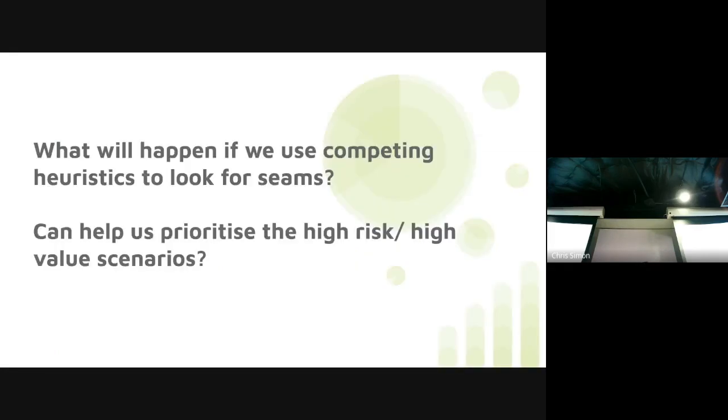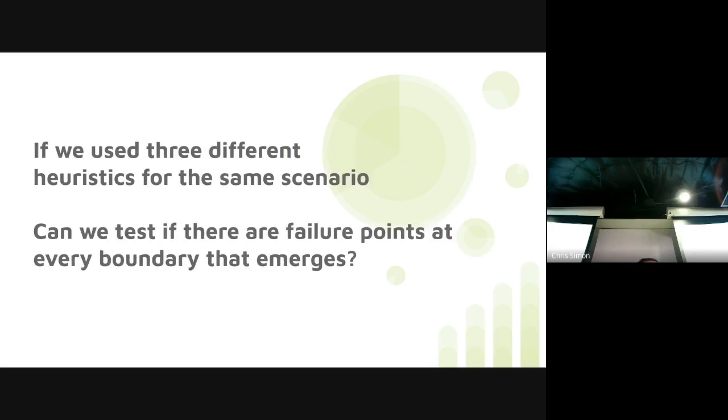If you're wondering, so where do heuristics fit in? What we wanted to do was we wanted to look at competing heuristics and see if we're able to identify seams where we can find those high-risk events. If we used 3 different heuristics, would we get 3 different seams? Would we get conflicting high-risk events, or would the seams align? If we test the failure points at each of the seams, what happens next? So that's the journey we embarked on.